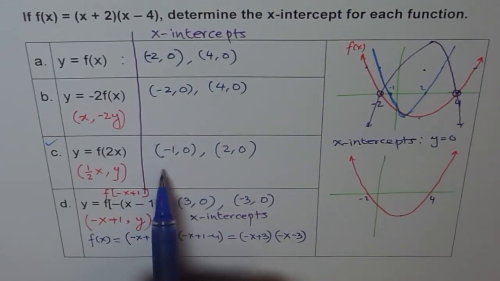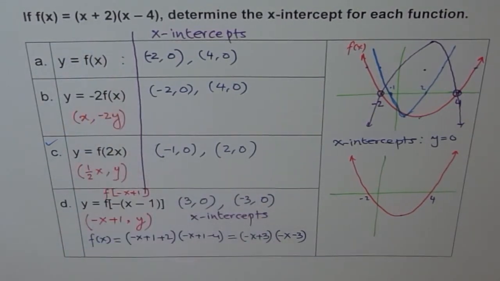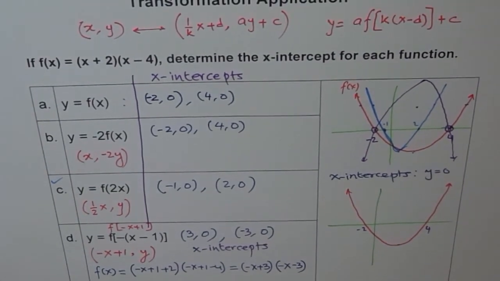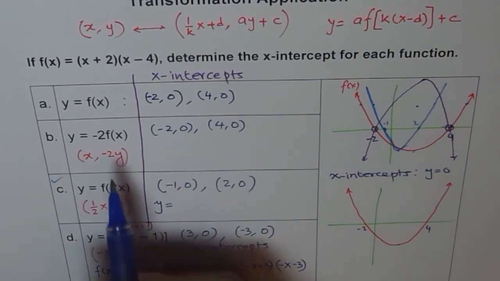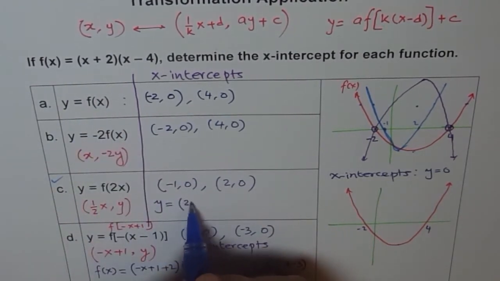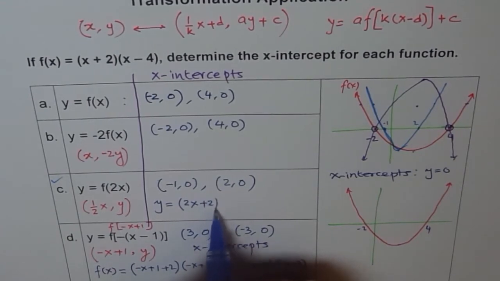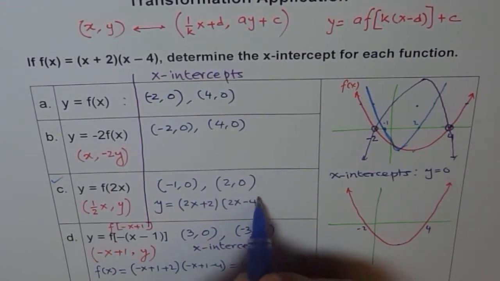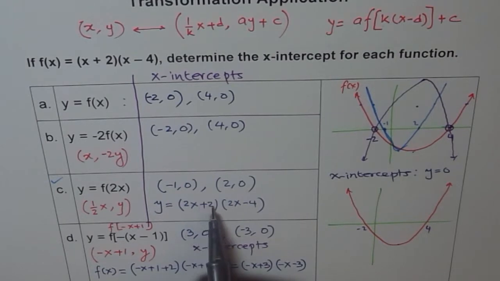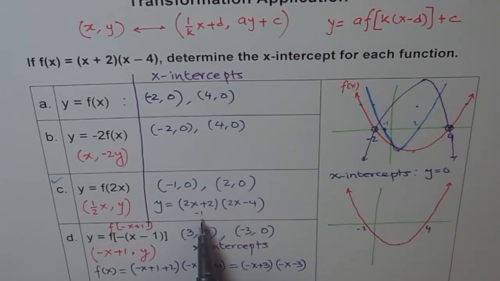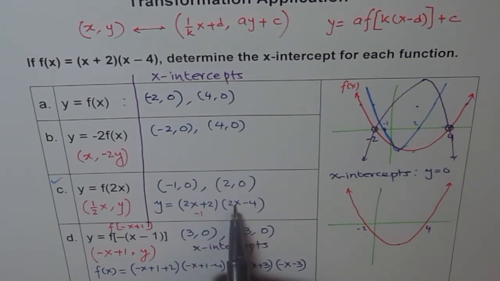Let's do this algebraically. I'll replace all these x's with 2x. Let me just show you again. So my function y is equal to, I am replacing x with 2x: 2x plus 2 times 2x minus 4. Correct? I replace this x with 2x. Now where is the 0? Can you find out 0 now? 0 will be at minus 2 divided by 2, which is minus 1. If I put minus 1 here, I get a 0, right? And if I put 2 here, 2 times 2 is 4, 4 minus 4 is 0. So that's another way of doing it.